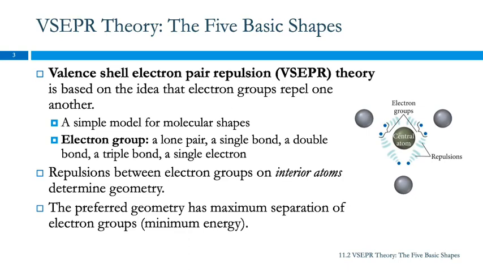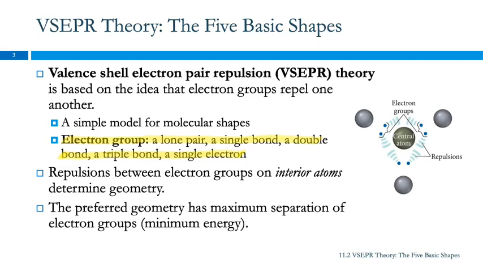So the first thing we have to get clear is, we're talking about electron groups repelling each other. What do we define as an electron group? An electron group is a lone pair, a single bond, a double bond, a triple bond, or a single electron. So a triple bond has 6 electrons in it. It's 3 pairs of electrons, but it's 1 group of electrons. A double bond is 1 group. A single bond is 1 group. A lone pair is 1 group. A single electron is even considered 1 group. We won't run into those, but it would be considered a group.